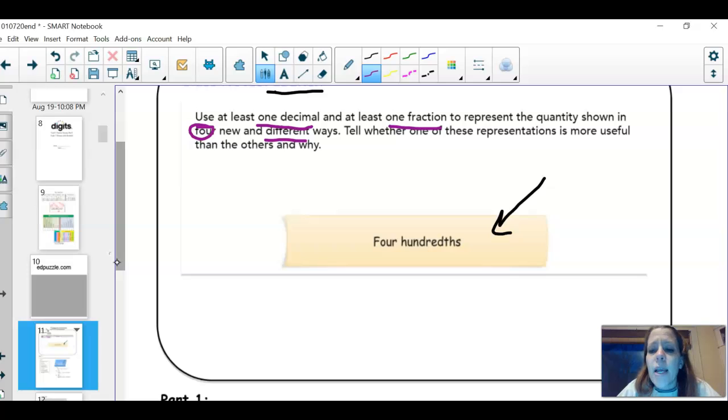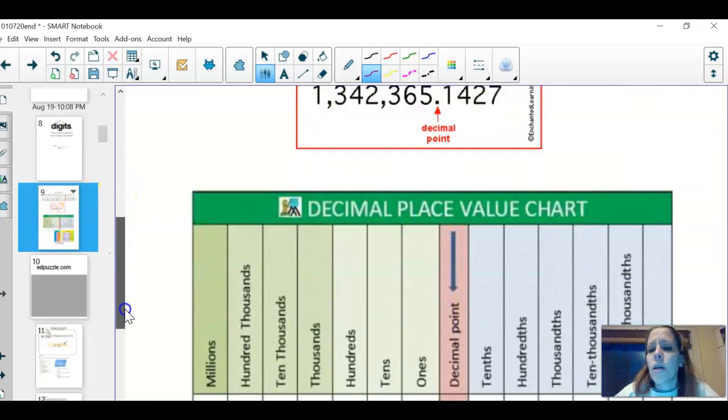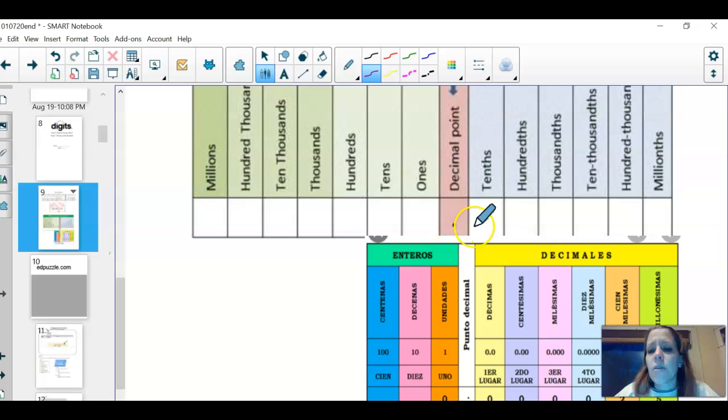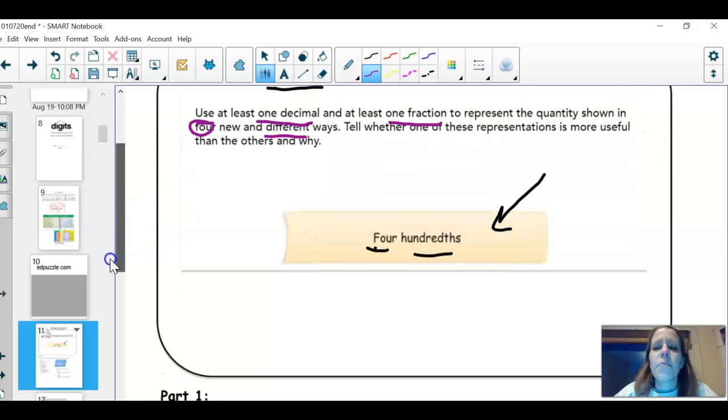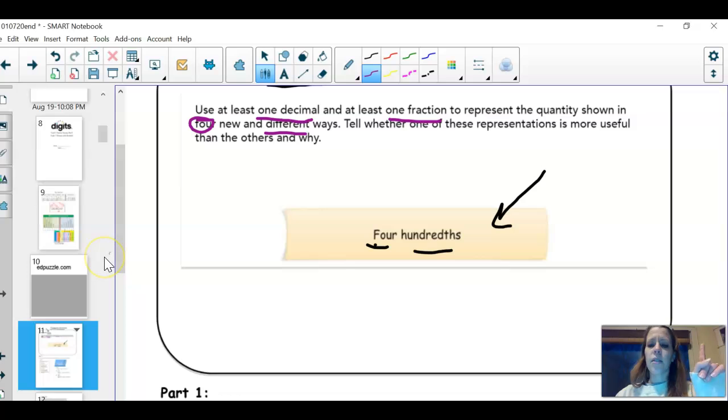So right now I have it in word form. Este es una forma de una palabra. Okay, so it says 4 hundredths. So remember from when we were talking about place value, hundredths, I have the decimal and 2 places. Okay, decimal, 2 places. Hundredths, centésimas. Okay, so I have 4 hundredths, 4 centésimas, and I want this as a decimal, un decimal, and a fraction, una fracción.